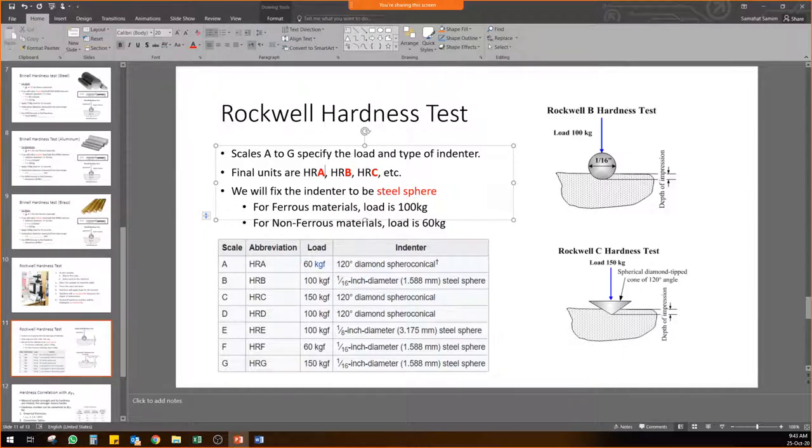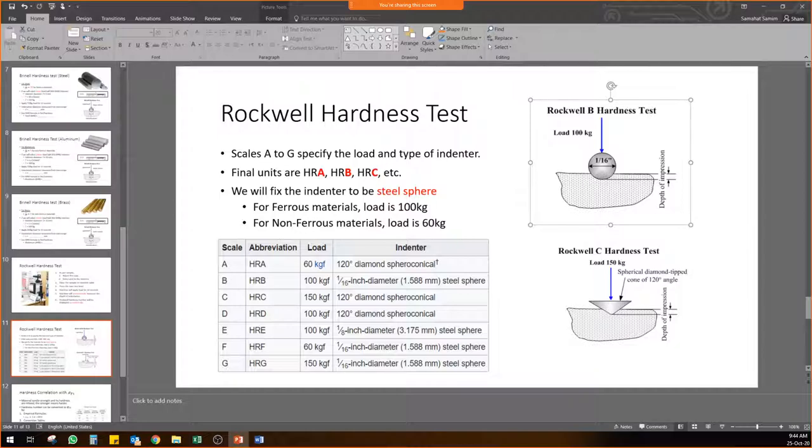But there are different scales for it. It can be A, it can be B, it can be C. Why? It depends on something. Let's talk about this. The scales A to G specify the load and type of indenter. So the load you apply and the type of indenter you use depend on which scale you are using for hardness measurement. Okay? If I show you by example here, in the Rockwell hardness test, if you use a ball indenter, it's the same as Brinell, a round one, and you have different sizes for them. It can be 1/16, it can be 1/8, 1/4, depending.